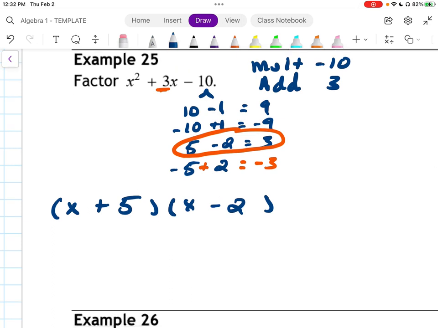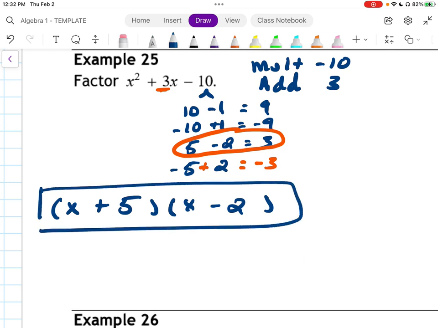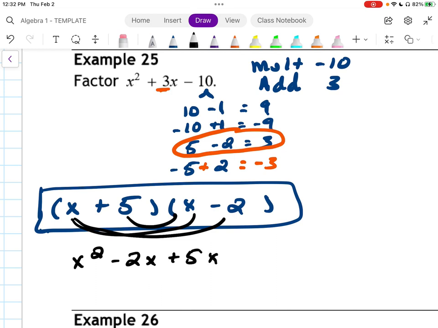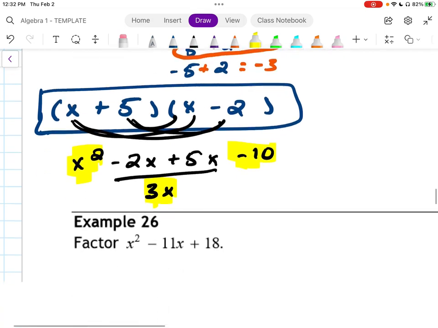That is our answer. I want to check our answer. I want to multiply it back out. So we'll box this in. That's our answer. But then I want to multiply it back out. X times x is x squared. X times negative 2 is a negative 2x. Then we have 5x. Then we have negative 10. These two middle guys add up to be 3x, which is what we started with. We started off with the x squared, 3x, and negative 10. So that's our process that we're going to need to be doing. We multiply to be the last piece, then we add up to be the middle piece.